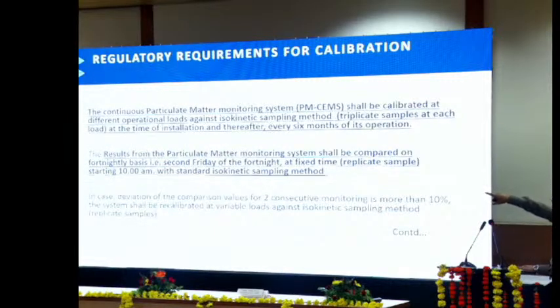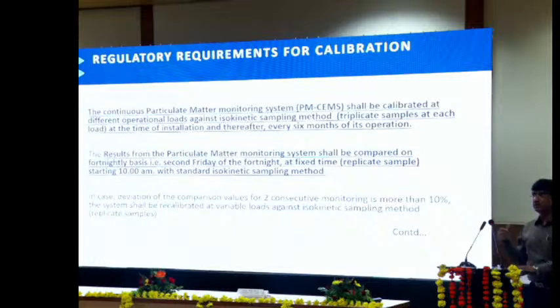What is after that? At the time of installation and thereafter, every 6 months of its operation. So this is the requirement of regulators, that whenever you are installing a particular CEMS, then these are the 2 requirements which need to be taken care of.